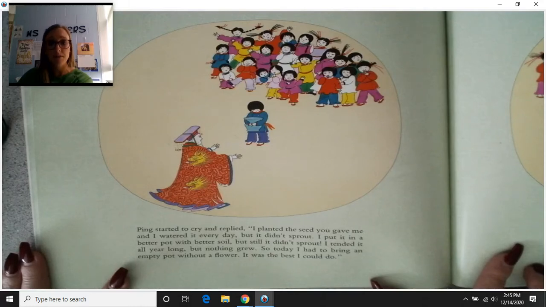it didn't sprout. I put it in a better pot with better soil, but still it didn't sprout. I tended it all year long, but nothing grew. So today I had to bring an empty pot without a flower. It was the best I could do."